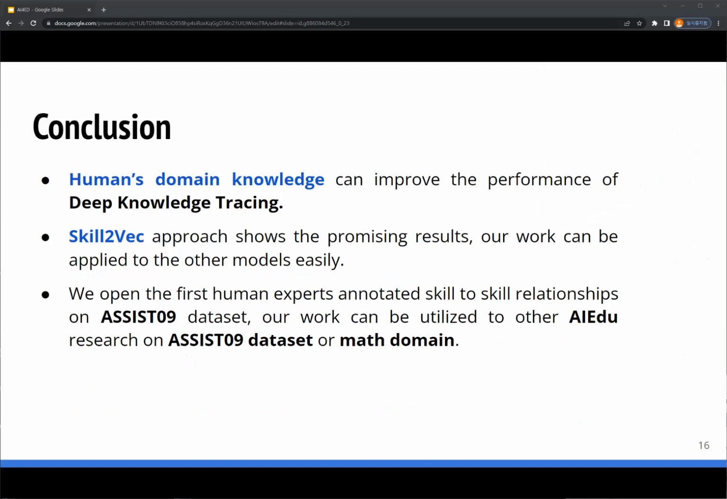To the best of our knowledge, we are the first to open skill-to-skill relationships on the ASSISTments dataset, annotated by human experts. Our work can be utilized for other AI education research on the ASSISTments dataset or other math domain datasets. We strongly believe that our work can contribute to other researchers working on improving the performance of knowledge tracing or the interpretability of educational AI.